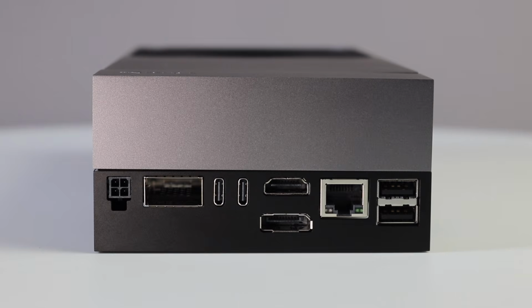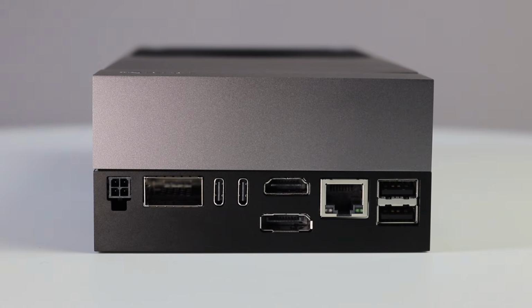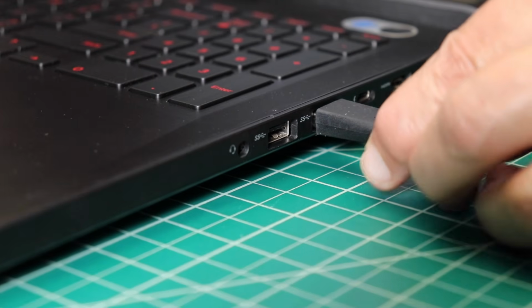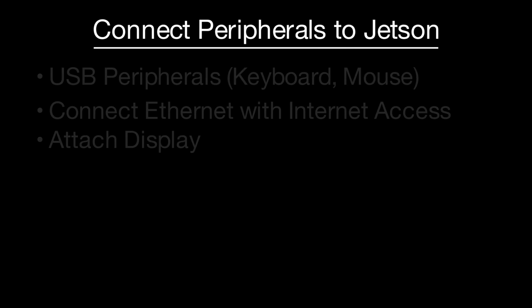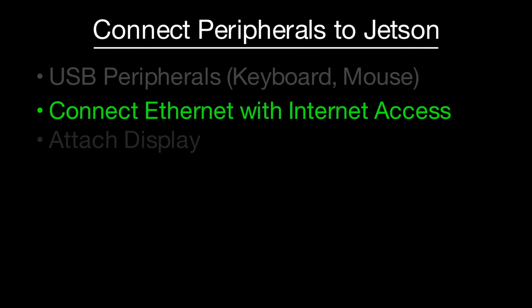Plug your USB cable from the PC into the force recovery USB port on the Jetson. It's the one next to the display connectors. The cable must be data capable. Plug the other end of the cable into the PC. Then we finish up connecting the rest of the peripherals to the Jetson. Connect the keyboard and mouse. Plug in the Ethernet cable for internet access. Attach a monitor. Now we place the Jetson into force recovery mode for flashing.